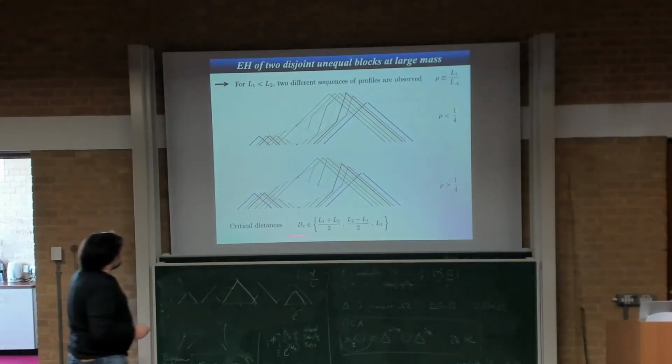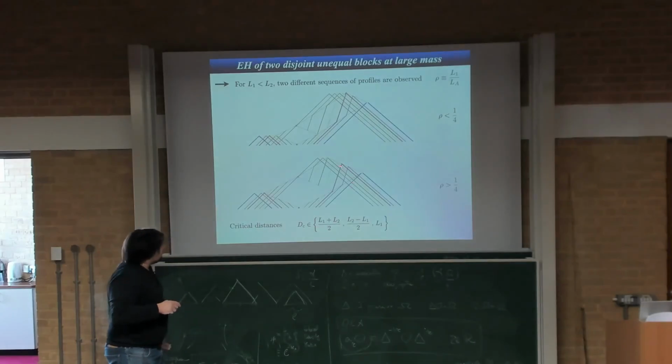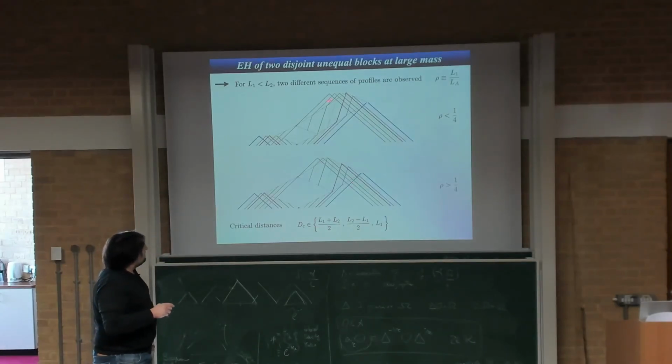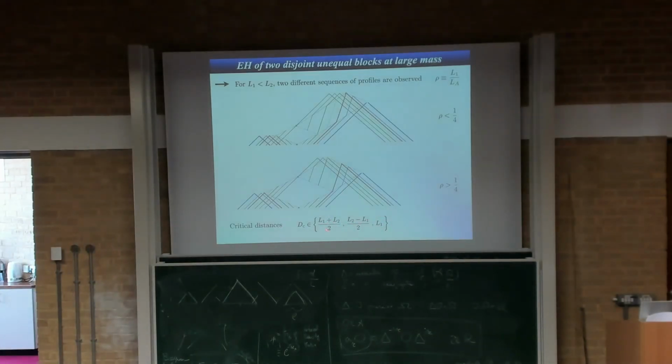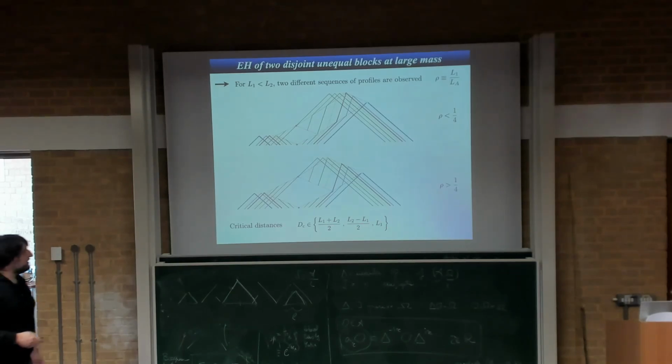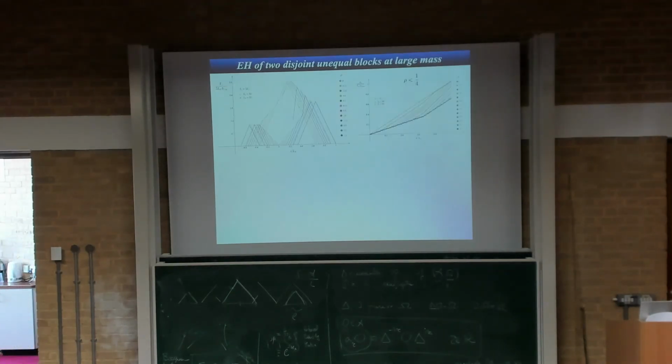But then you can say, okay, there are 3 critical distances corresponding to these different geometric pictures that you find, which are these. You see, for L1 equal L2, they all become L1. They squeeze. And this is the numerics, just to tell you that no cheating. Also the spectrum, you see something like that.